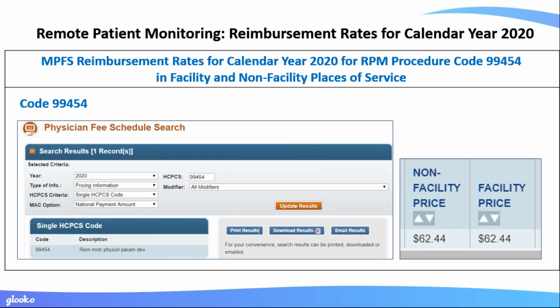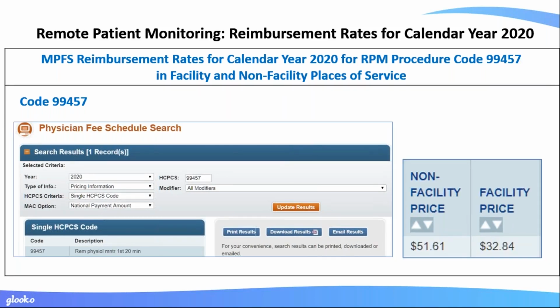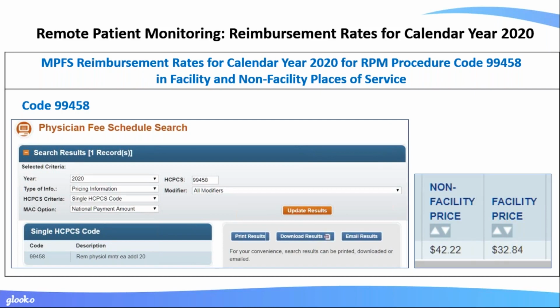99454, okay, remember that code, 99454? That is for the setup and the education. And here's your non-facility and facility price, again, these are national rates. 99457 for that 20-minute threshold in a calendar month. You see the rates on the far bottom right, and they're different between hospitals and everyone else. And then your extra 20 minutes above and beyond the first 20 minutes, 99458. We have different reimbursement rates between facility and non-facility.